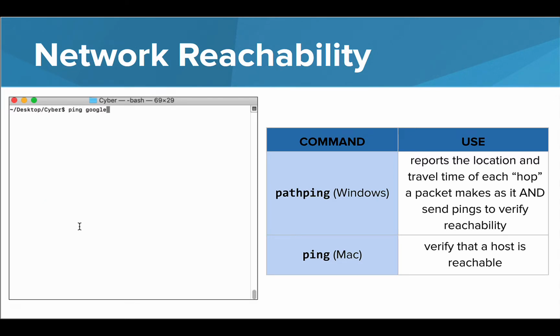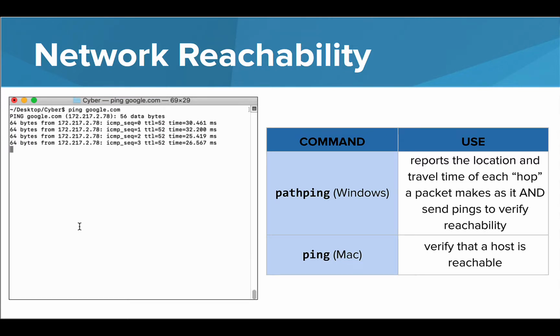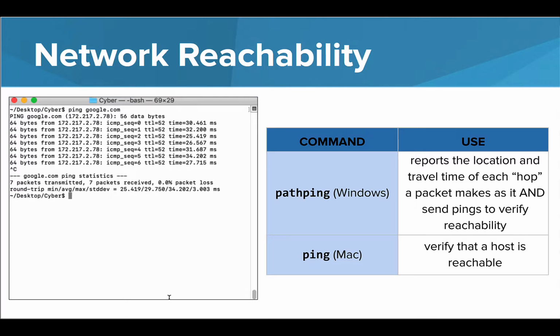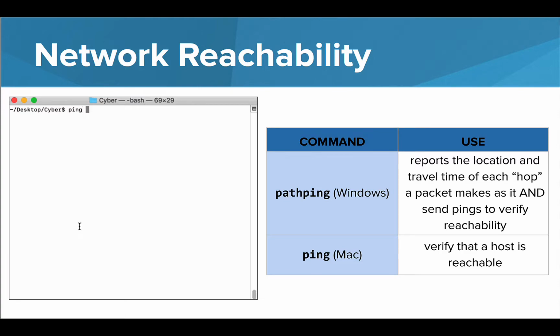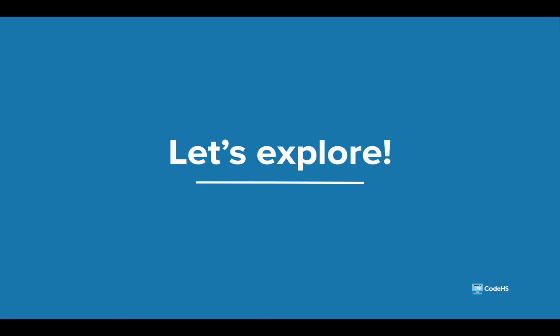Pathping is very similar, but combines the previous traceroute command with this new ping capability. Not only will it trace the route of a data packet, but it will also send pings to test its reachability. It is used to locate spots that have network delays and network loss. All right, now it's your turn to dive deeper and explore more about these concepts.